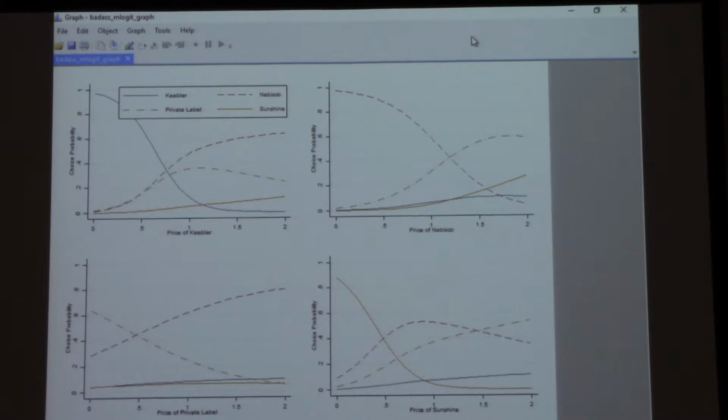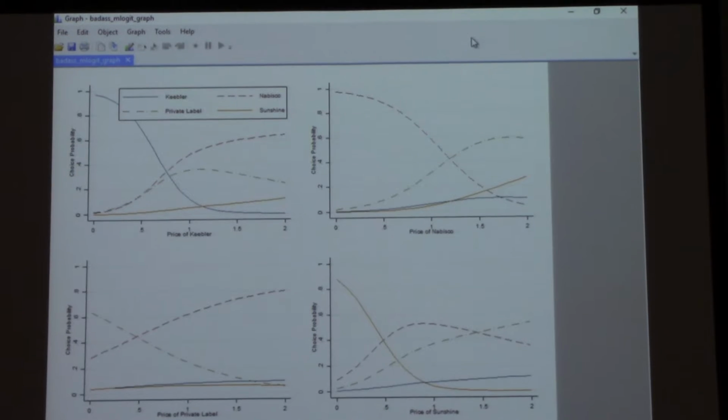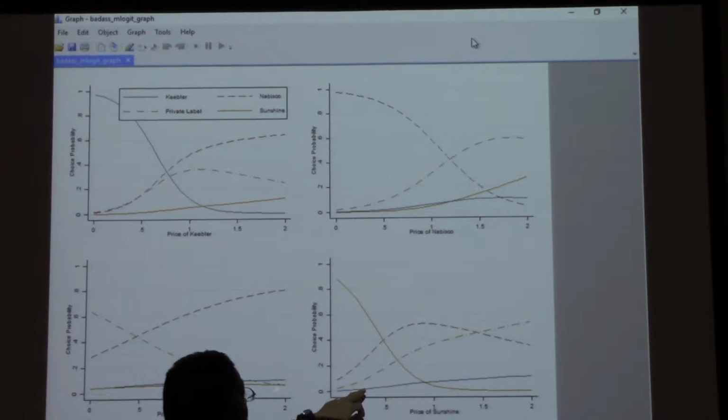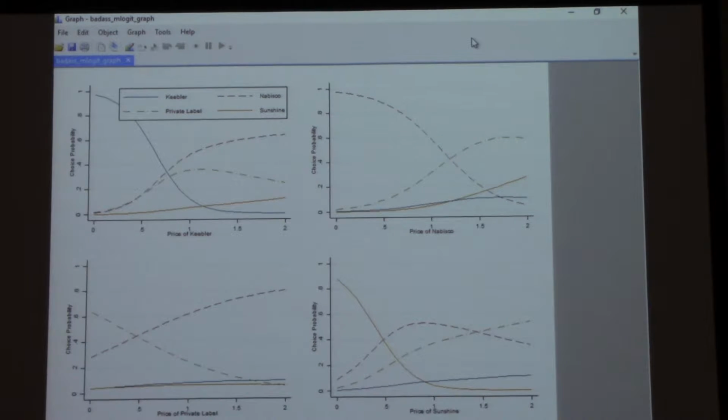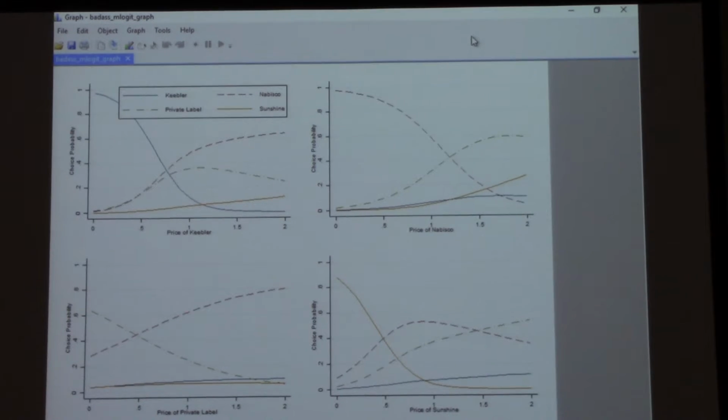I would have thought Sunshine and Keebler would have been closer competitors, but they really aren't. Price of Keebler doesn't really have much of an effect on probability of choosing Sunshine, and the price of Sunshine really doesn't have much of an effect on the probability of choosing Keebler. So the two premium brands that have roughly equal market share are not necessarily competing with each other. They're still facing the two biggies, which are Nabisco and generic.